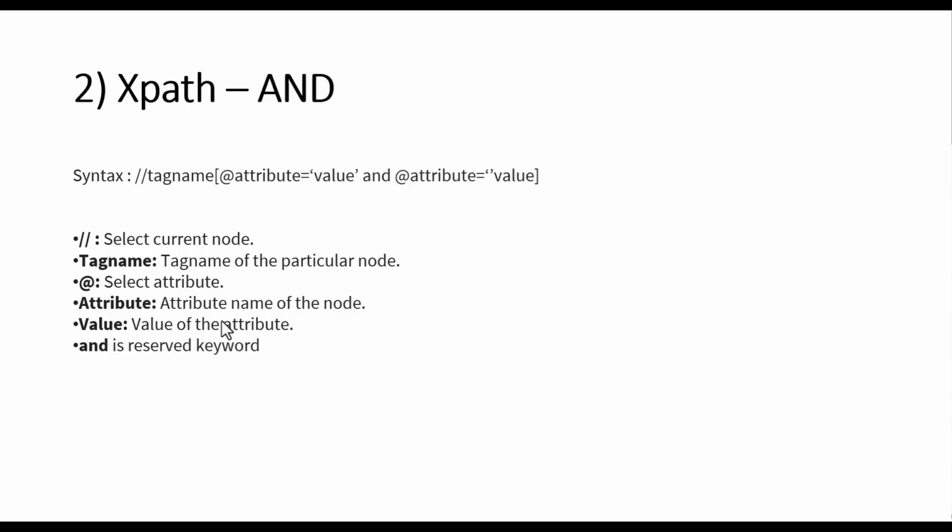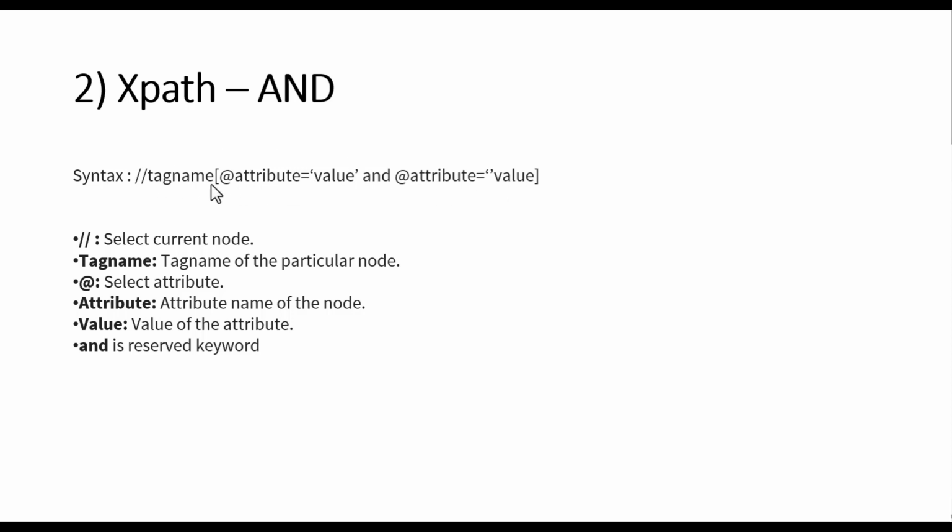Okay, now second is an AND operator. How to use an AND operator? So the syntax is double slash tag name, in brackets we are giving the attribute and its value, and we are using the and keyword and again another attribute. So why do we need this syntax?